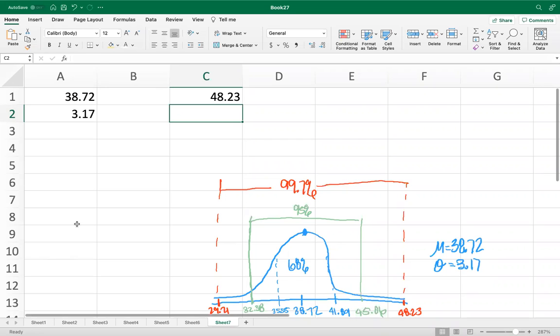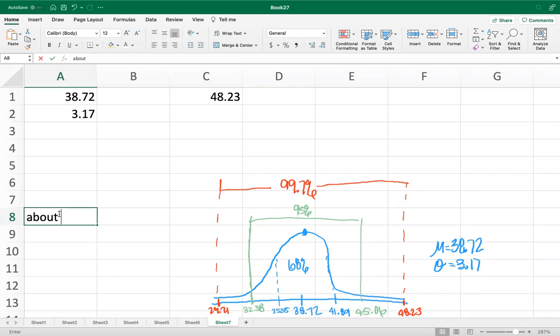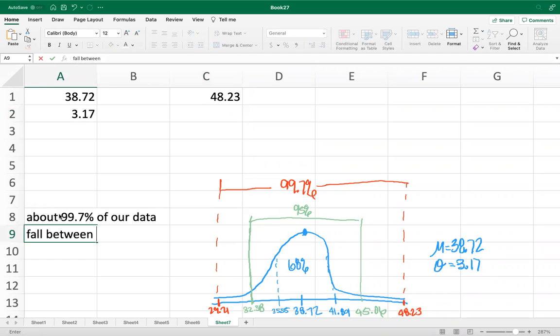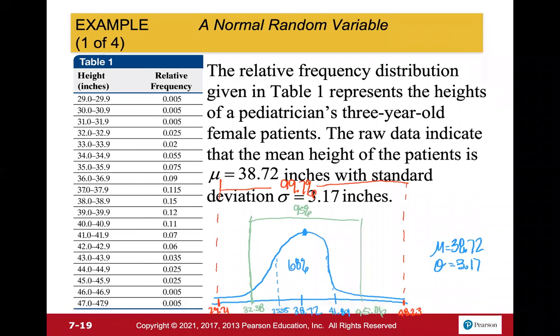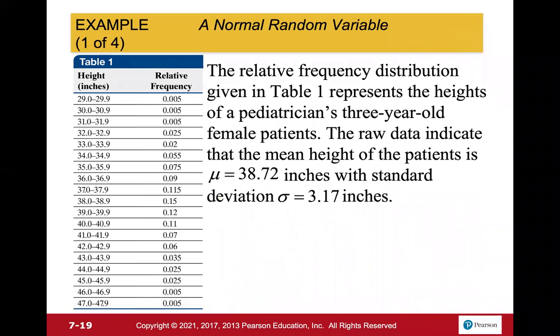So just to look at this, we would say that about 99.7% of our data falls within 3 standard deviations. So that's these in red right here, 29.21 and 48.23. And that's it there. Let's clear this out and see if we missed anything.